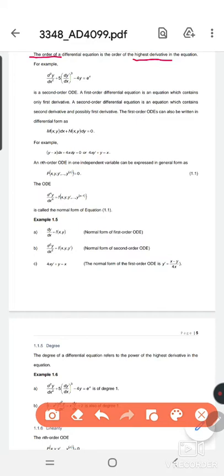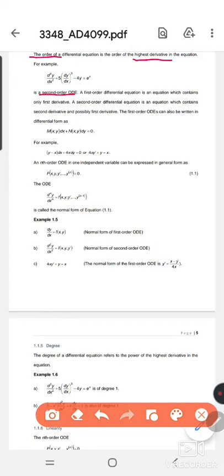Highest derivative maksudnya adalah awak differentiate yang tertinggi sekali, derivatif yang tertinggi sekali. So yang tu kita panggil dia sebagai order. Okay, for example, this one, d square y dx square plus 5 (dy dx) power of 3 minus 4y equals to e^x is a second order ordinary differential equation.